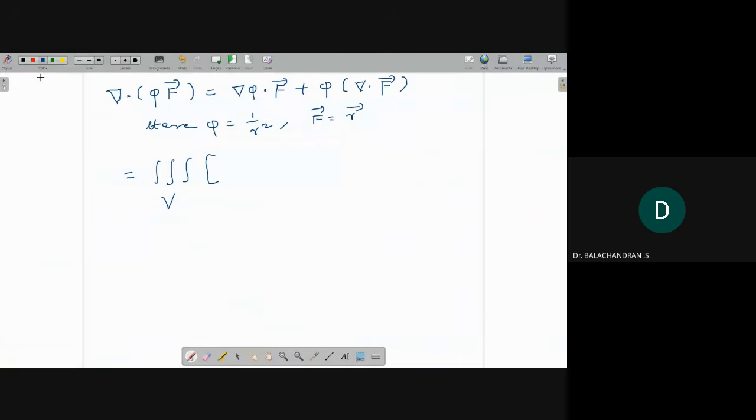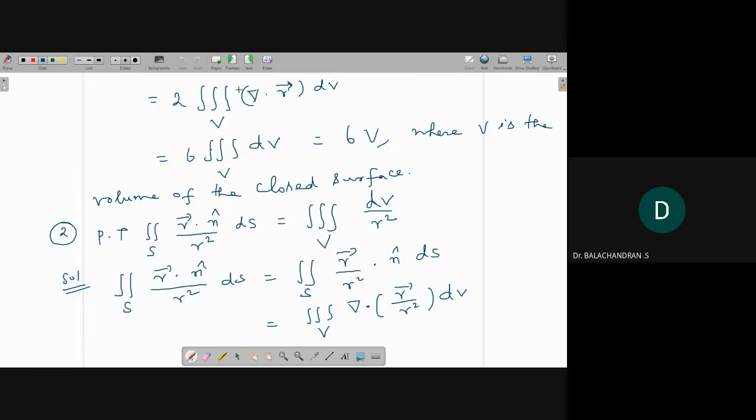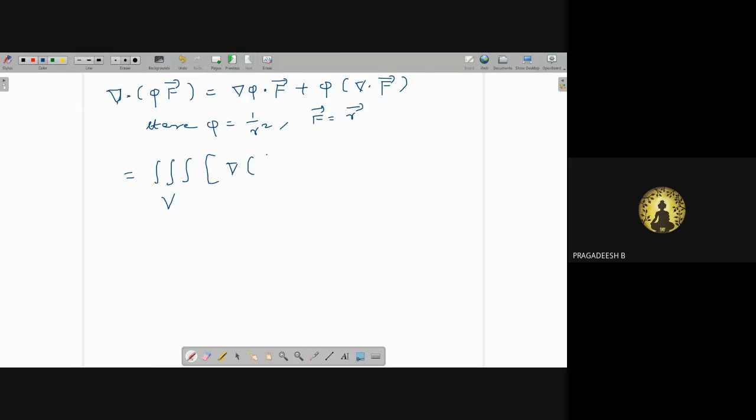So del of 1 by r square dot r vector. Actually, del of 1 by r square, Pradesh. Yes, sir. Del of 1 by r square dot r vector, plus 1 by r square into del dot r vector, into dv. Okay, correct. Yes, thank you, Pradesh.